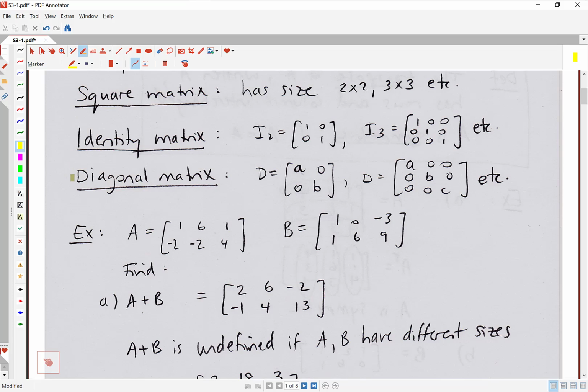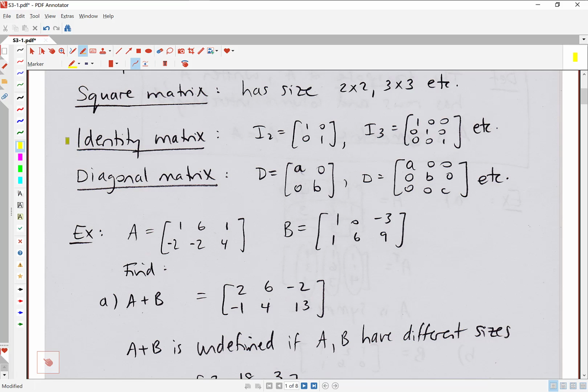Now there are 3 types of matrices that come up quite a lot throughout the course. A square matrix has size 2 by 2, 3 by 3, etc. So in other words, it's got the same number of rows as columns. And then we have 2 specific cases of square matrices.